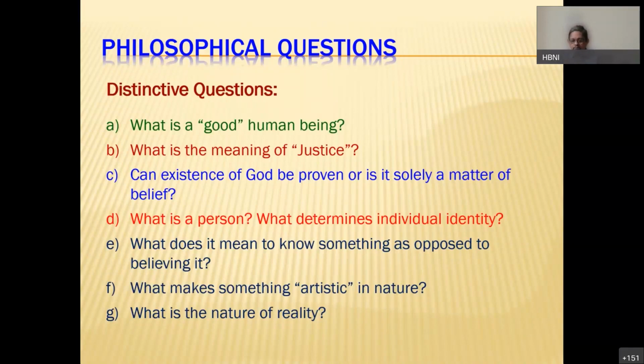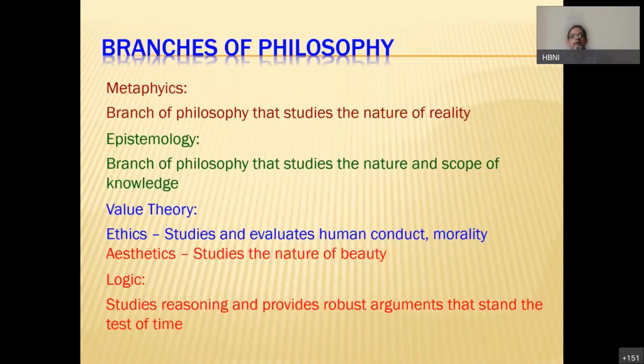Okay. So then we have what are called branches of philosophy. We have metaphysics, which is most talked about usually, a branch of philosophy that studies the nature of reality, or realism. Okay. And then we have others, like epistemology, which studies the nature and scope of knowledge. Value theory, ethics. So ethics falls under the branch called value theory. It studies and evaluates human conduct and morality.